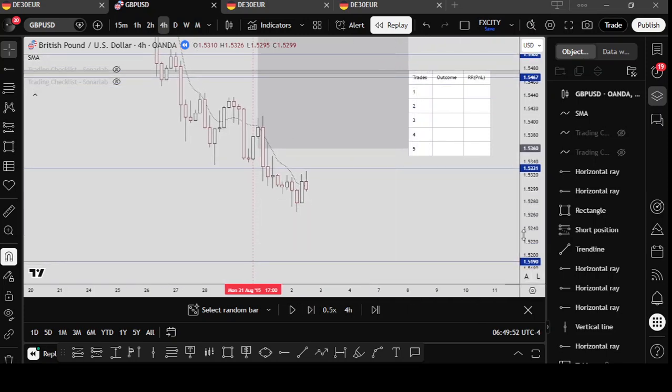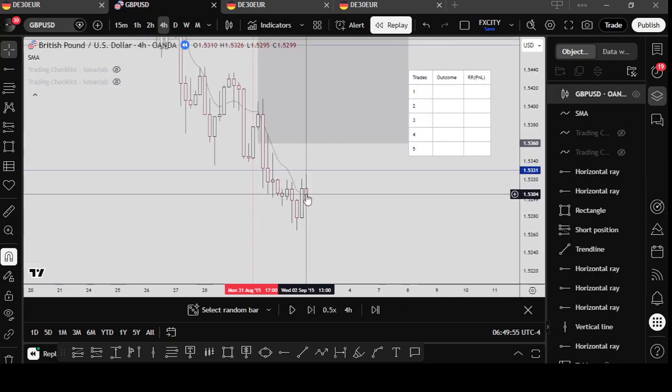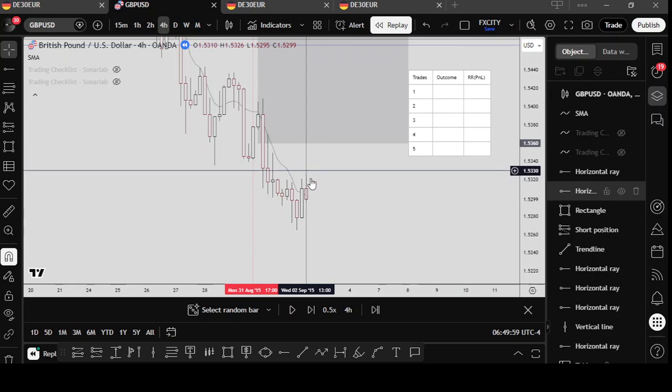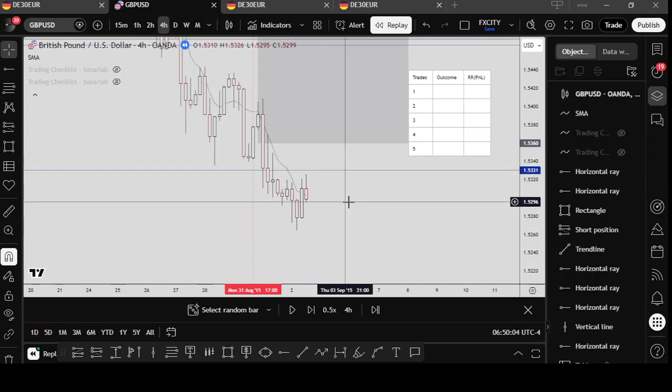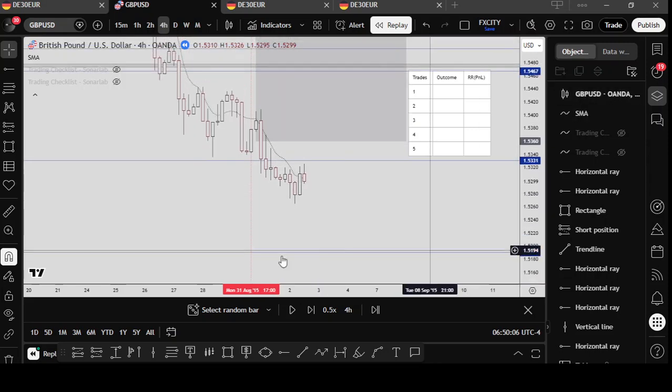So that could have been an entry for me, but it didn't actually hit this moving average. So it's not an entry. And also price is ranging between this candle and that candle, so you should stay clear out of this.